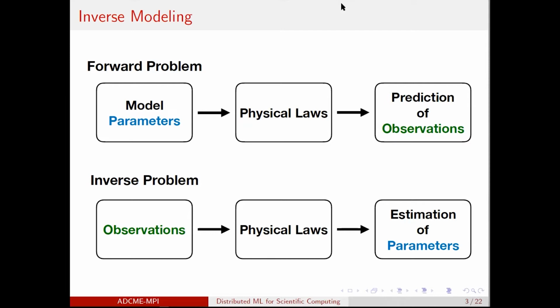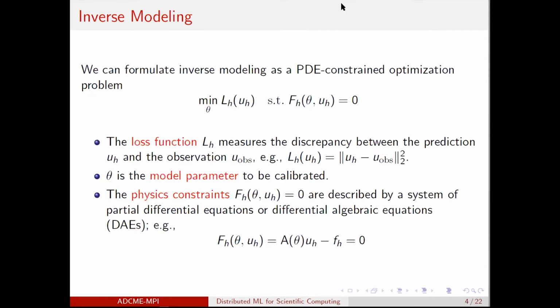In these problems, we know the physical laws, for example, the conservation laws, but we do not know some parameters in the physical laws or some unknown functions, for example, the constitutive relations of a material. And we have the observations from experiments or sensors or even simulations. And we want to use these observations to calibrate the parameters in the physical laws. This is called the inverse problem. And one way to solve the inverse problem is to formulate the problem as a PDE constrained optimization problem.